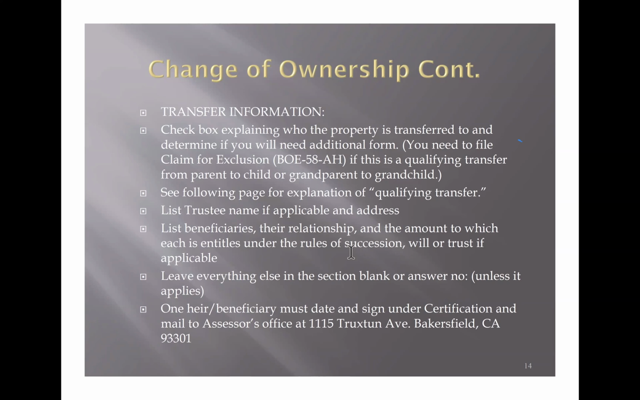If, say, there were 2 children, but one died, leaving other children, then the living child will be 50%, and then the grandchildren will be the other 50% divided into percentages. Okay, so leave everything else there blank or answer no unless it applies, and it only applies in rare cases. So only one heir beneficiary needs to sign and date under the certification. And for Kern County, you're going to mail it to the assessor's office at 1115 Truxton in Bakersfield.